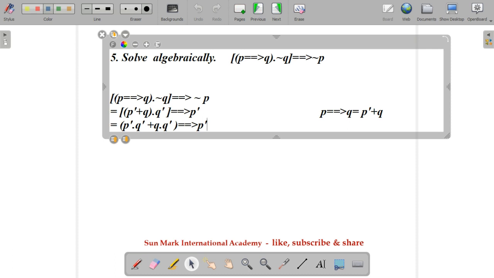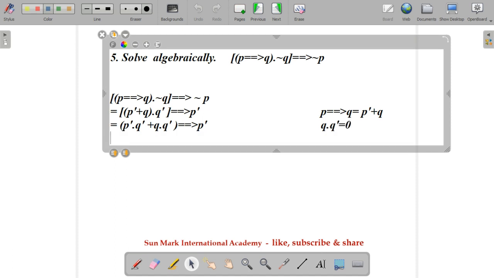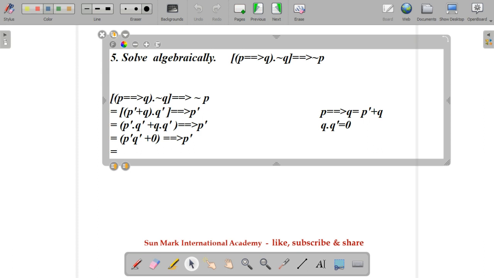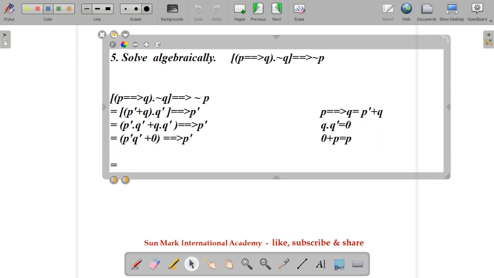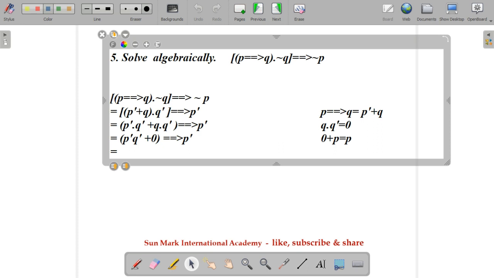Again, equivalence law, Q into Q dash equal to 0. Complementarity law, we are substituting that complementarity law here. So P dash Q dash plus 0, the whole implies P dash. Again, which law? 0 plus P, properties of 0. So we will get 0 plus P equal to P. So we are writing P dash Q dash plus 0 equal to P dash Q dash, the whole implies P dash.